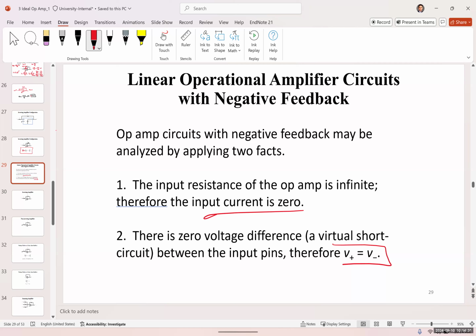This applies to any system with a negative feedback. So any system that you have with an ideal op amp, just using these two principles, IN is equal to zero and V positive is equal to V negative, you can solve them. And I'll explain about other applications of op amps as well.